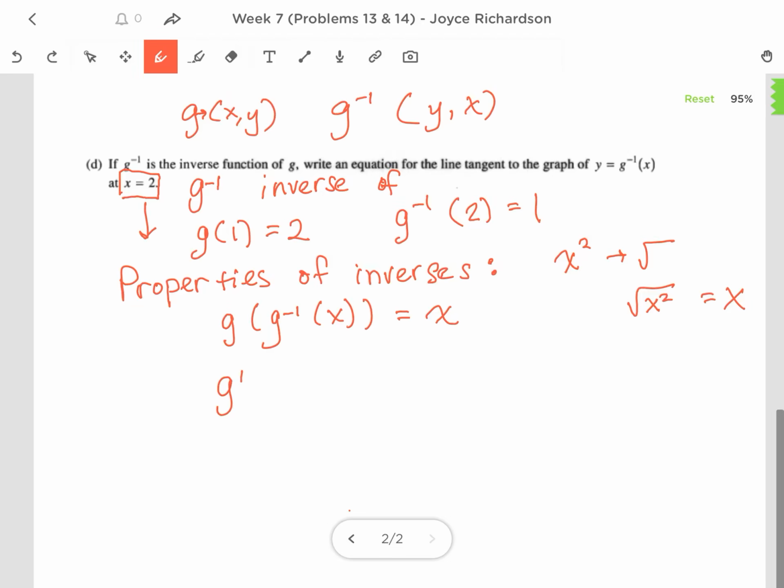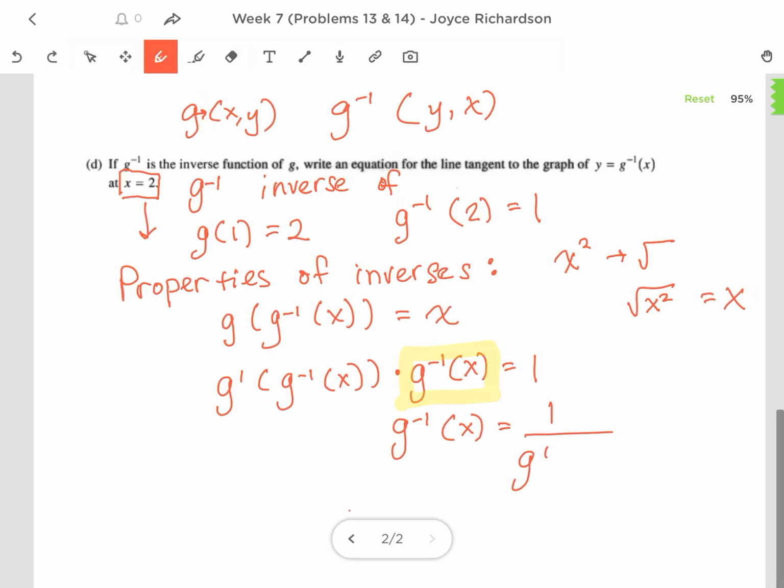Well, if I take the derivative of this, g prime of g to the minus 1 of x times the derivative of the inside, I'm going to get 1. Now, why do I care about that? That's because now I have the derivative of the inverse here. So the derivative of the inverse, which is what I need to write the equation of the tangent line, is 1 over g prime of g to the minus 1 of x.